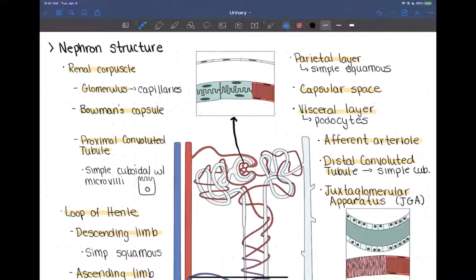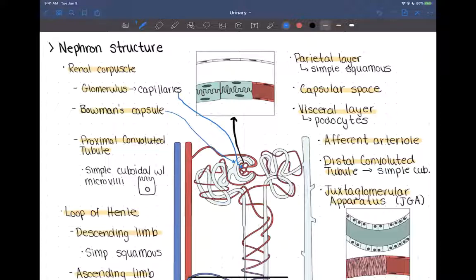So the first part is going to be that capillary bed kind of sitting in the middle. That's called the glomerulus. All right, so this is the glomerulus, the capillary bed. And then there's this kind of cup structure surrounding it. That's called the Bowman's capsule. All right, so that's going to be this structure here. Okay, so the renal corpuscle is made up of the glomerulus and the Bowman's capsule that surrounds it.